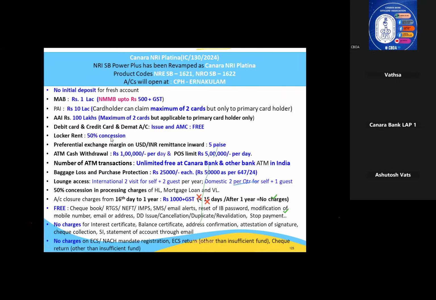Locker rent is 50% concession. Preferential exchange margin on USD and INR remittances. ATM cash withdrawal, it is 1 lakh. POS 5 lakhs. Number of ATM transactions unlimited. Baggage and loss protection, it is 25,000 or 50,000. Lounge 2 international, 2 domestic. 50% concession on processing charges of personal loans.